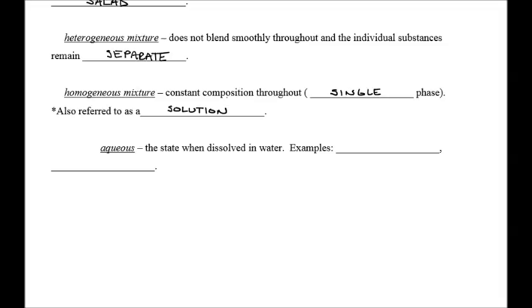An aqueous solution is when the dissolved substance is dissolved in water. Examples could be Kool-Aid or antifreeze in water. If we have an aqueous solution, the formula will have the symbol AQ, where AQ means it is dissolved in water. So NaCl(aq) is salt water.